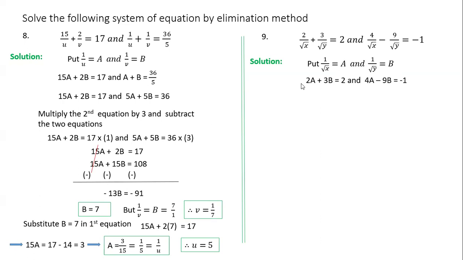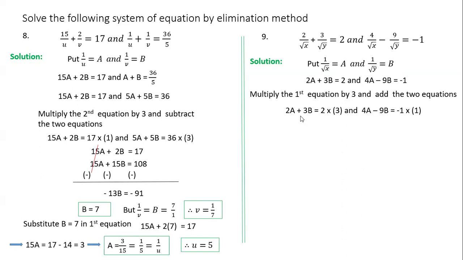Say 4a, 2a. Okay. Multiply equation 1 by 3 and add to 2. So multiply this by 3: 2a plus 3b is equal to 2 into 3. And the second equation you multiply with 1 and add it. So it becomes 6a plus 9b is equal to 6. The second equation is 4a minus 9b is equal to minus 1. Adding the two, this cancels. So 4 plus 6 is 10 and 6 minus 1 is 5. A is equal to 5 upon 10 is equal to 1 upon 2.